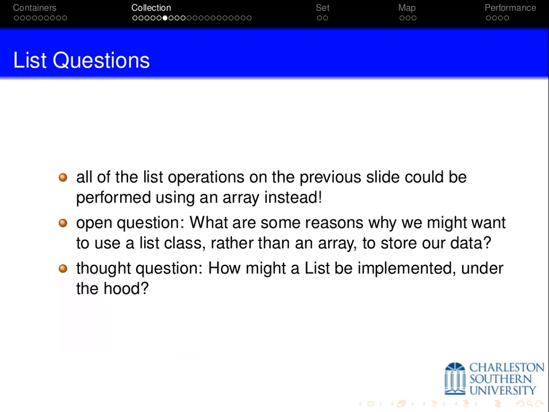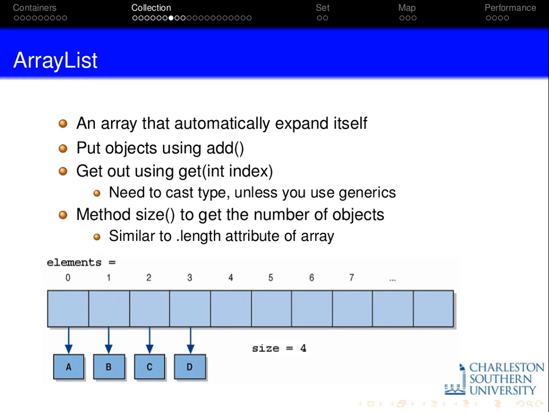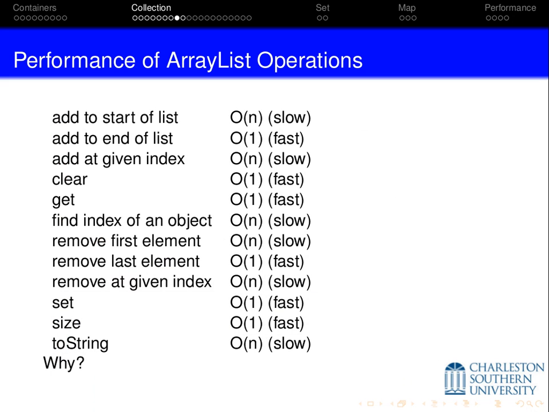Okay, so we might implement a list differently under the hood. Let's talk a little bit about the array list. It automatically expands itself, puts objects with add, can use get, and has a method size, similar to link. So let's talk about the speed of different operations. If you wanted to add something to the list, is that fast or slow? Hey, look, I'm giving you the answer, but it depends. It depends on where you're putting it.